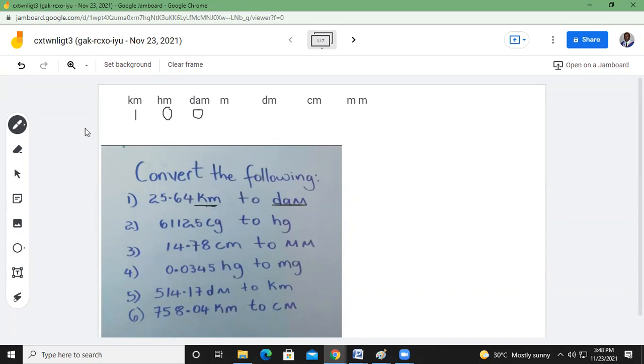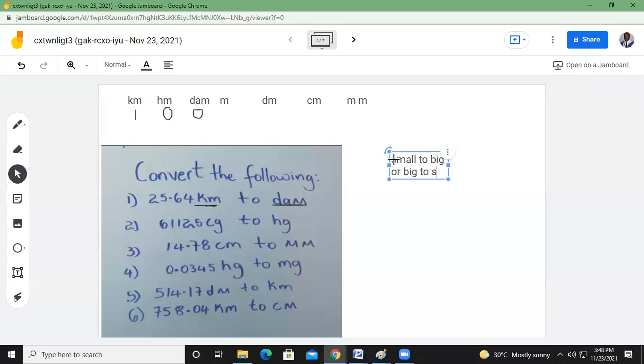However, it is our responsibility to decide, are we moving from small to big, or from big to small? Anybody want to tell? Big to small. Very good. So we're moving from big to small. Anybody remember what we said about when you're moving from big to small? Do we multiply or divide? Multiply. Big to small, we multiply. Very good. Excellent. You multiply when you're dealing from big to small.